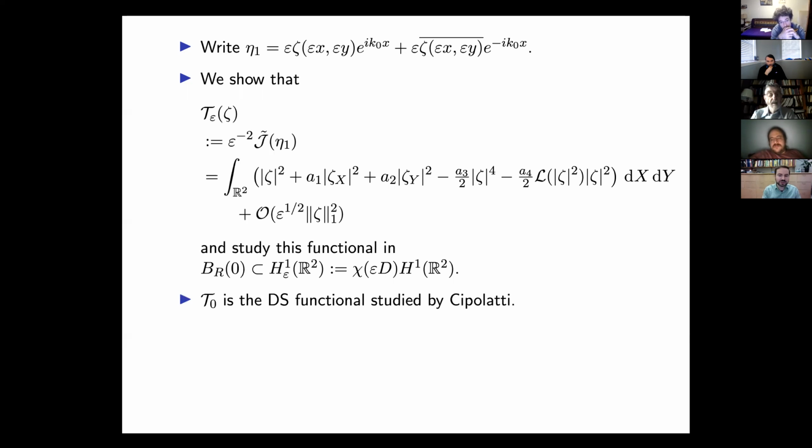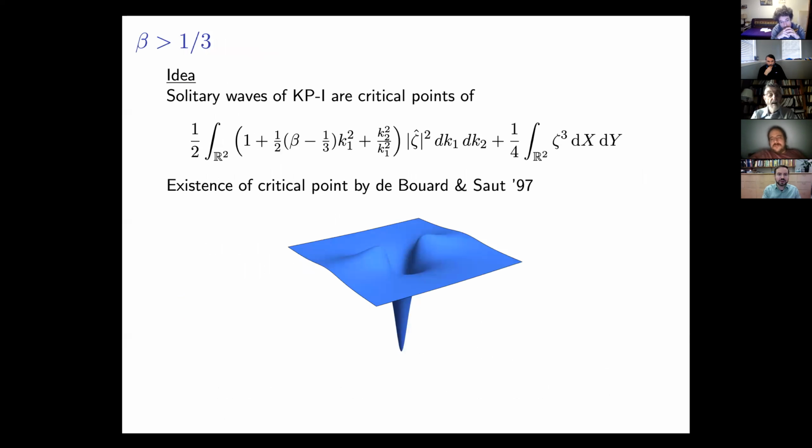Okay, so maybe I'll just quickly say something about strong surface tension. So you can play the same game there. It's just that I said there is an explicit solution to the KP1 equation. So actually that's not what we do here. I mean, you could use that and try to do an implicit function theorem argument. Another way is actually to use this variational method again.